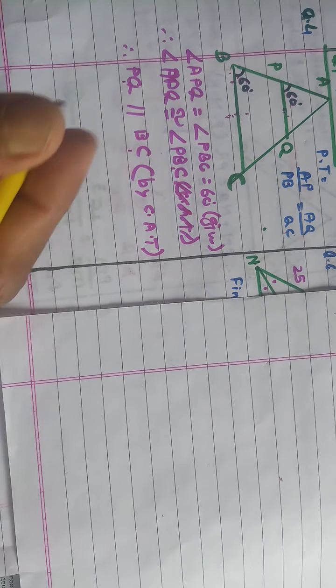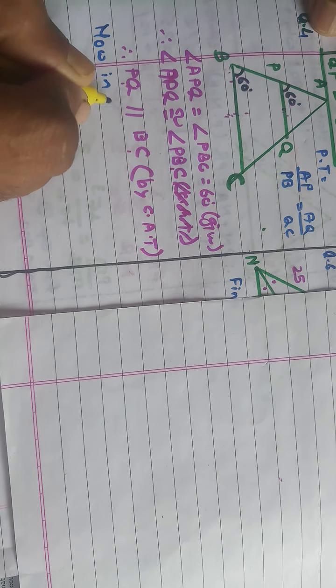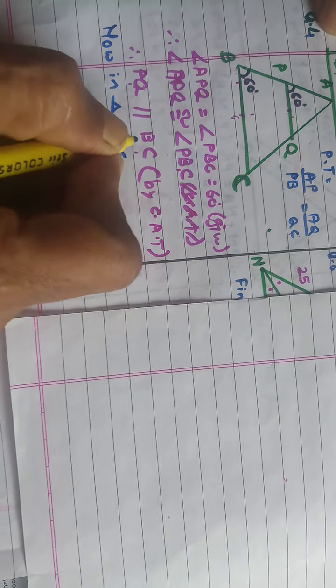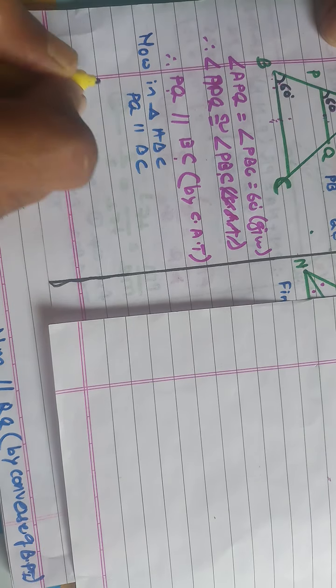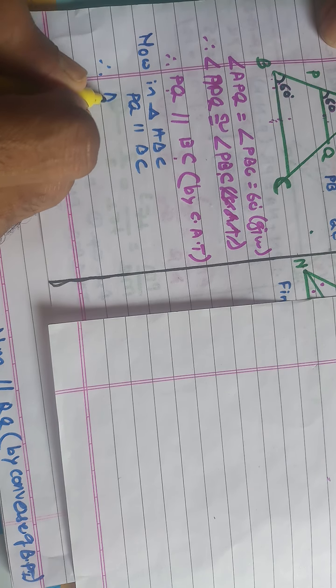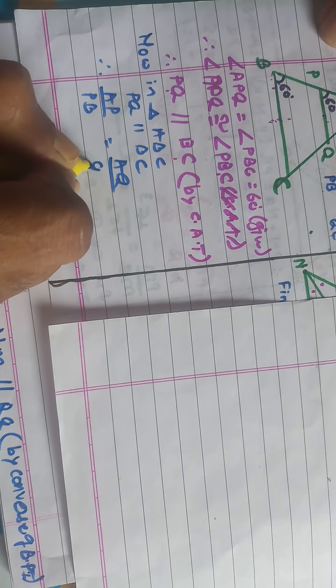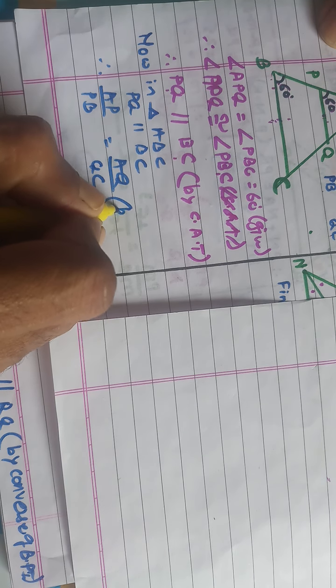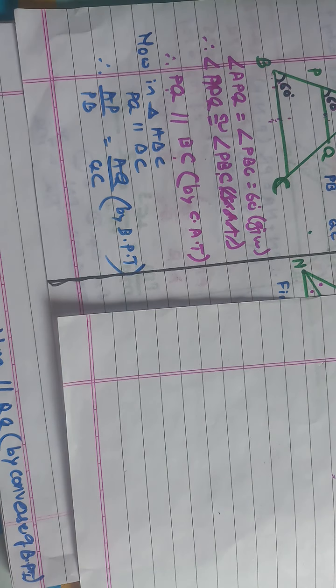Now in triangle ABC, PQ is parallel to BC. Therefore the ratio of AP to PB is equal to AQ to QC. It is by BPT. Okay, hence proved.